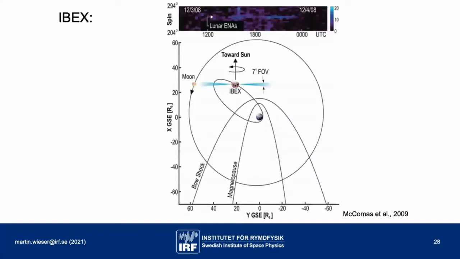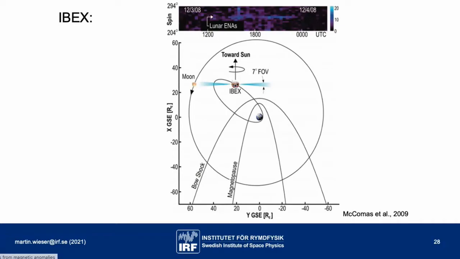These energetic neutral atoms were also observed further away by the IBEX mission. Here is an angular spectrum shown as observed by IBEX Lo. So we have the IBEX instrument, which is on a spinning spacecraft, and every time the instrument's field of view sweeps across the moon, there is this faint line indicating that the moon is a source for energetic neutral atoms.